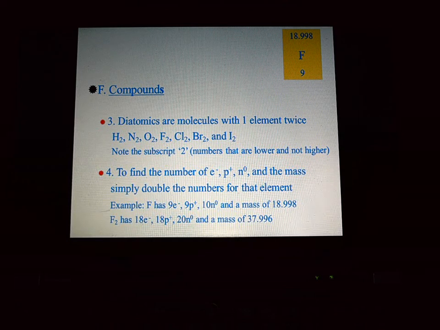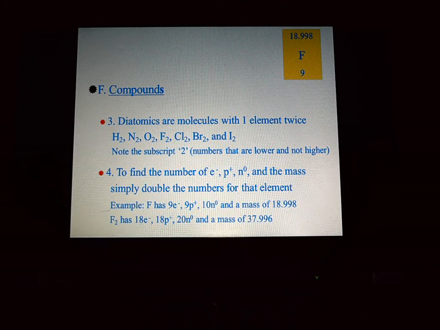Or fluorine. Fluorine is number 9. So 9 electrons, 9 protons, 10 neutrons because we have 19 minus 9. Mass of basically 19. But F2: 18 electrons, 18 protons. Notice how they match.